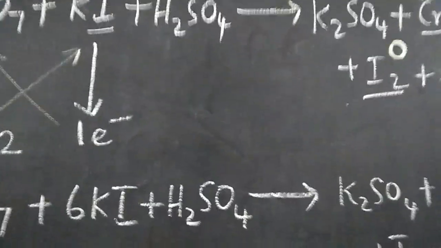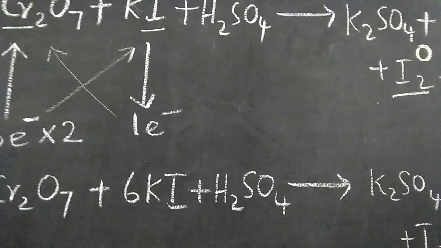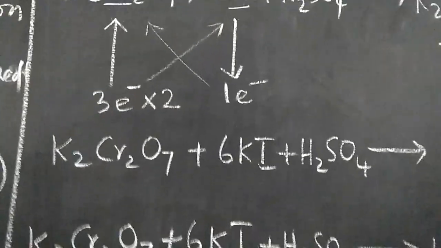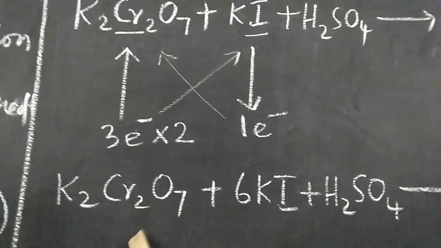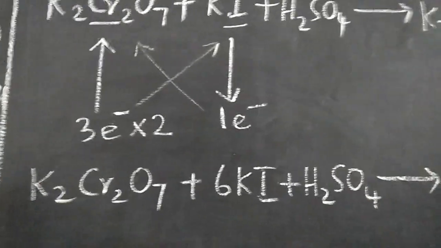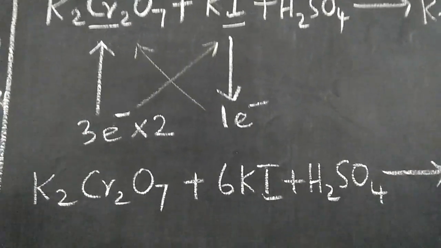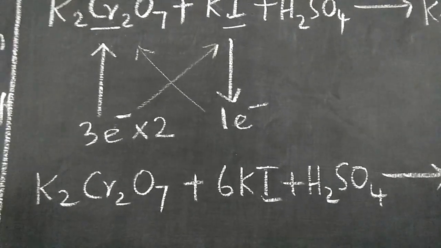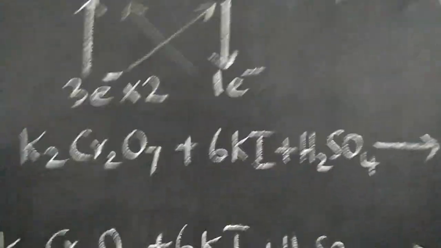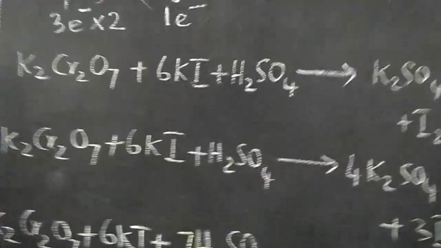Okay, now I think you can understand the steps carried out in balancing. What is the second step? You cross multiply the number of electrons lost and the number of electrons gained in order to equate them, and that is the second step. So that we have done. And what is the third step?